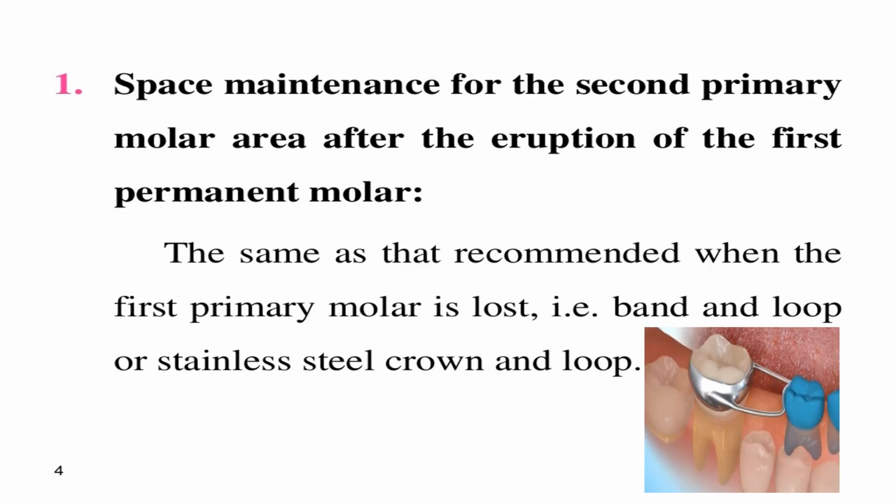1. Space maintenance for the second primary molar area after the eruption of the first permanent molar, the same as that recommended when the first primary molar is lost, i.e. band and loop or stainless steel crown and loop.